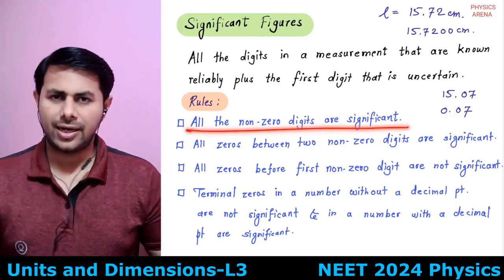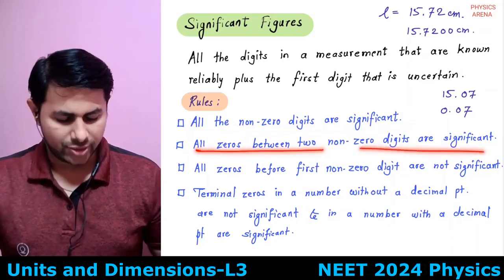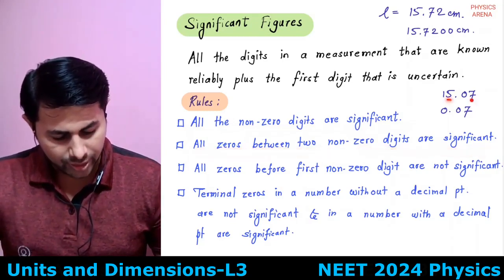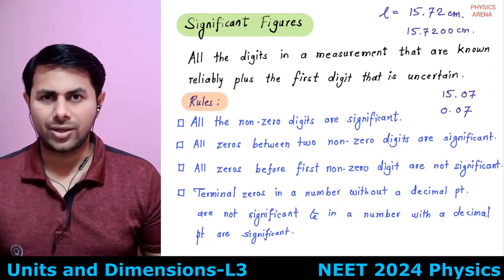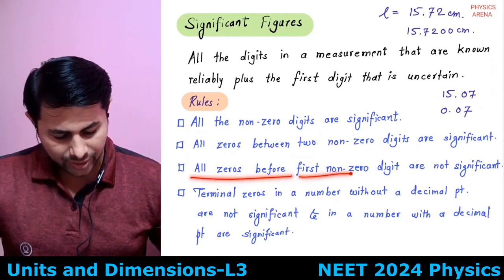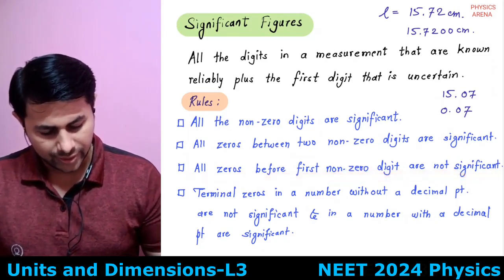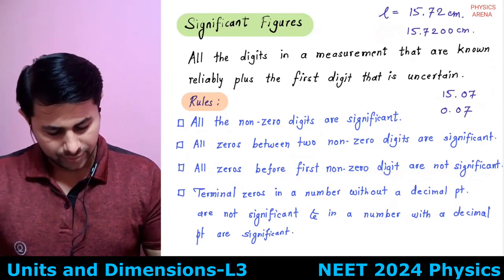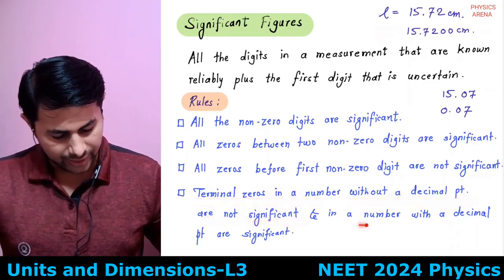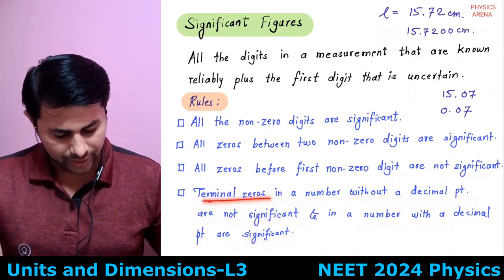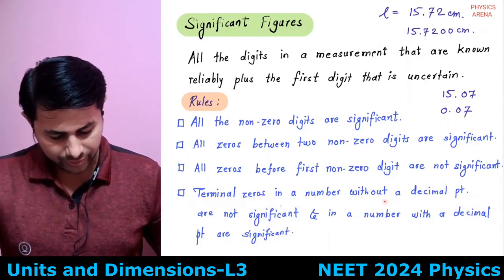See, all the non-zero digits are significant. That's your first rule. Then all zeros between two non-zero digits are significant. If you have two non-zero digits and n zeros in between them, those zeros will be significant. Then all zeros before the first non-zero digit are not significant. I had written some zeros over here. Then terminal zeros in a number without a decimal point are not significant, and in a number with a decimal point, they are significant. So if you don't have any decimal point, then the terminal zeros will not be significant.